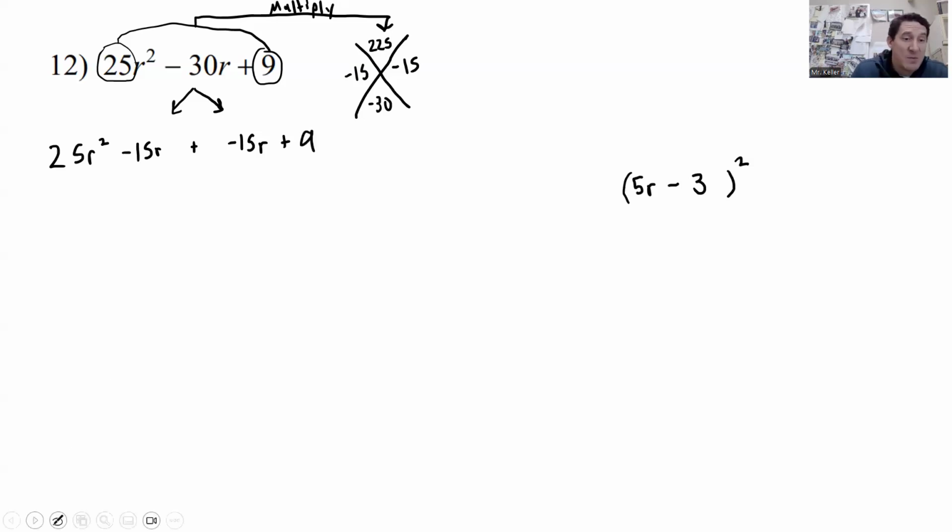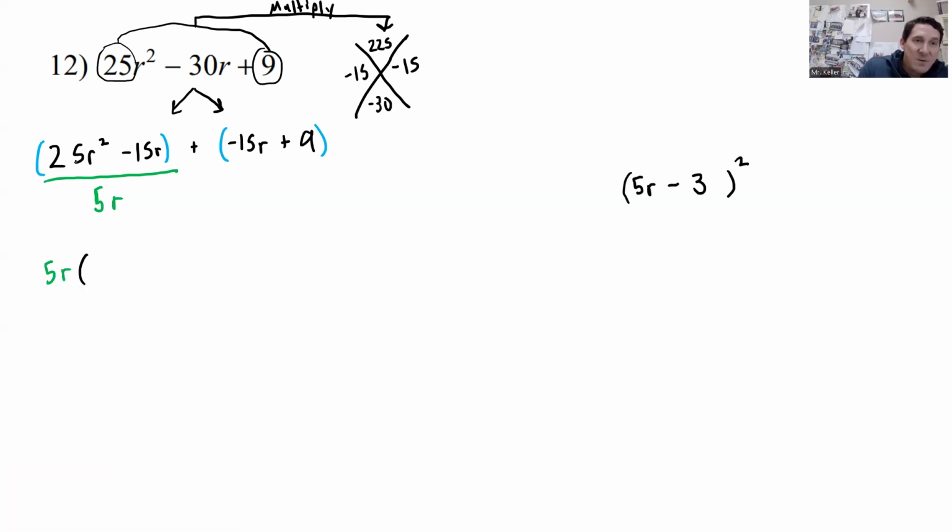And now I'm going to do my factor by grouping step. So I group the first two terms together, last two terms together. Make sure you keep that negative with the 15r, that second negative 15r. And then factor using GCF on each grouping. So the greatest common factor of 25r and 15r is going to be 5r. So 5r on the outside.